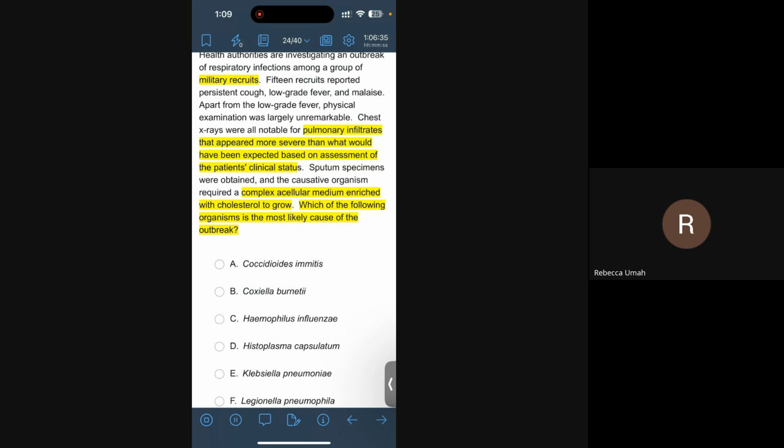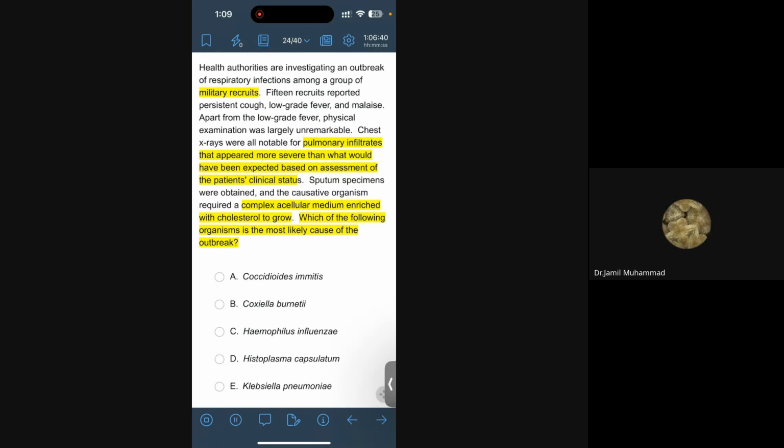Chest X-ray reveals pulmonary inflammation. What type of pneumonia is it? Interstitial pneumonia, otherwise known as walking pneumonia. The patient has a persistent cough, low-grade fever, and malaise, and it is common in military recruits.